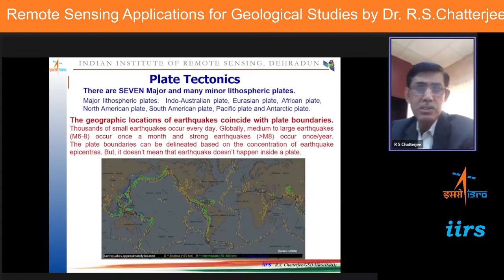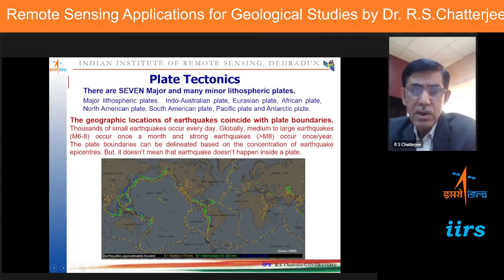Now coming to the next slide, in plate tectonics, we have 7 major plates and there are many minor lithospheric plates. The major lithospheric plates are the Indo-Australian plate, Eurasian plate, African plate, North American plate, South American plate, Pacific plate, and Antarctic plate. And there are many minor plates. Now, how will we come to know these plate boundaries?